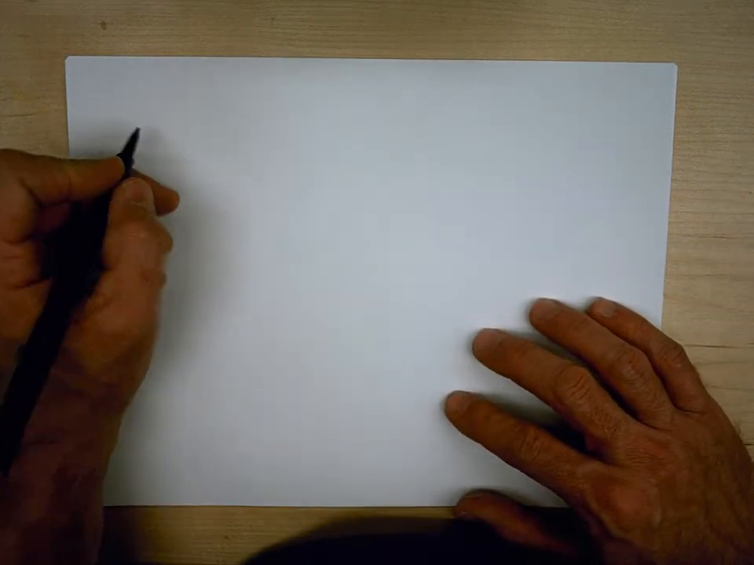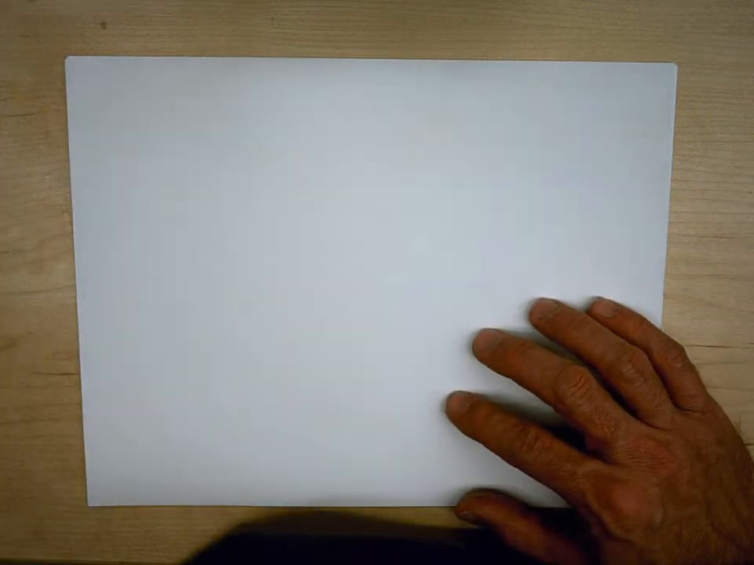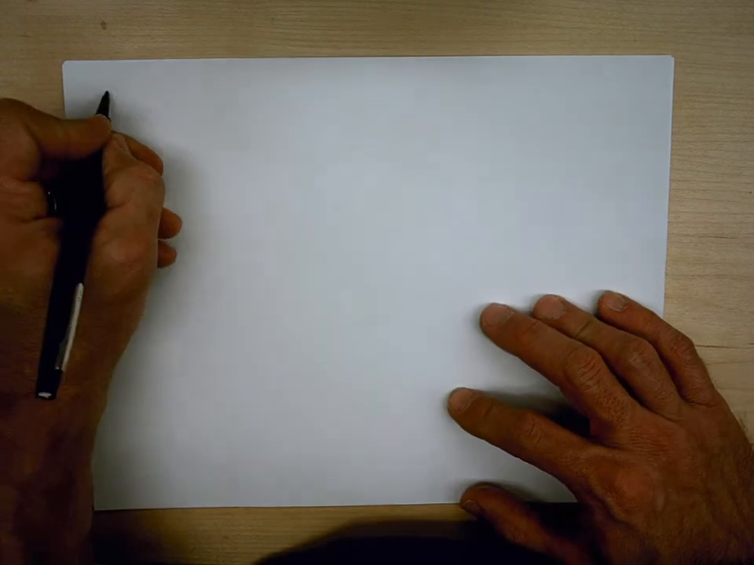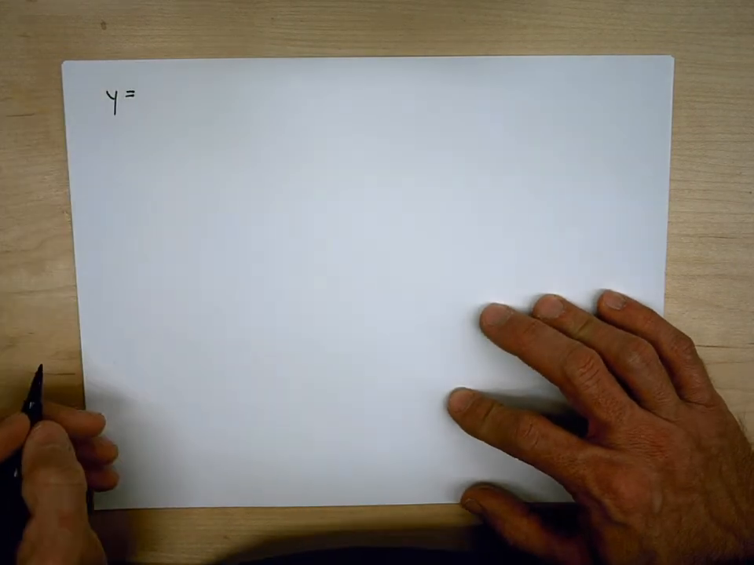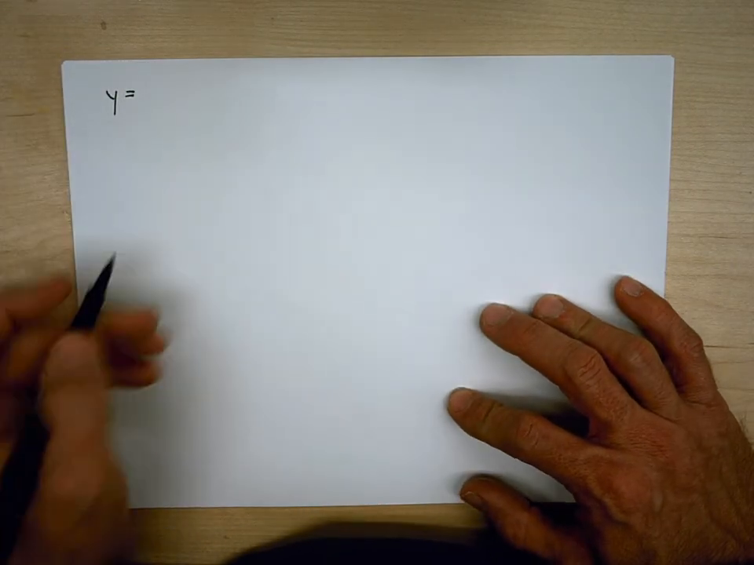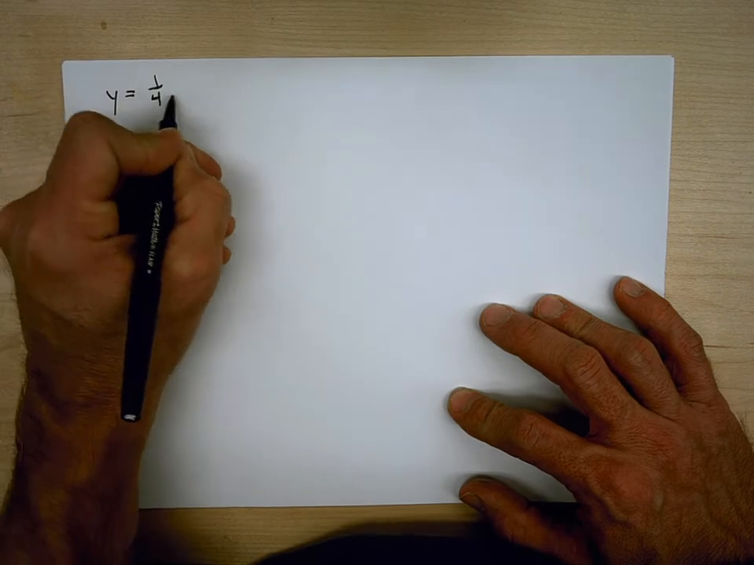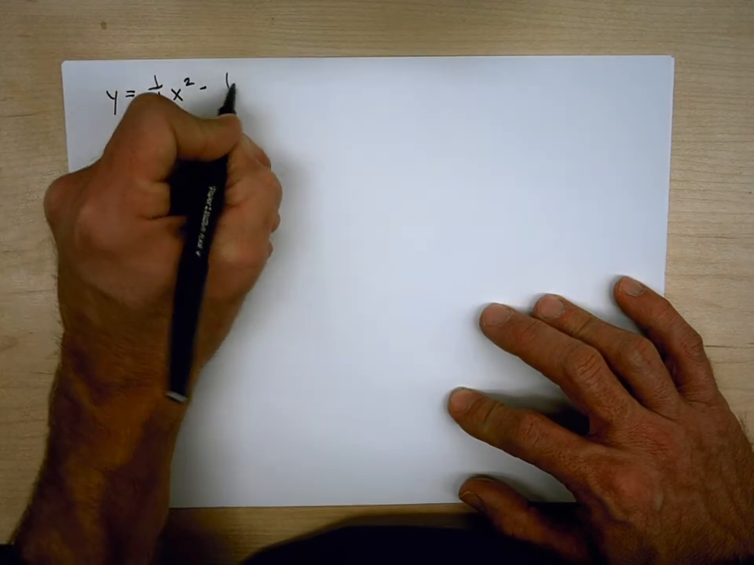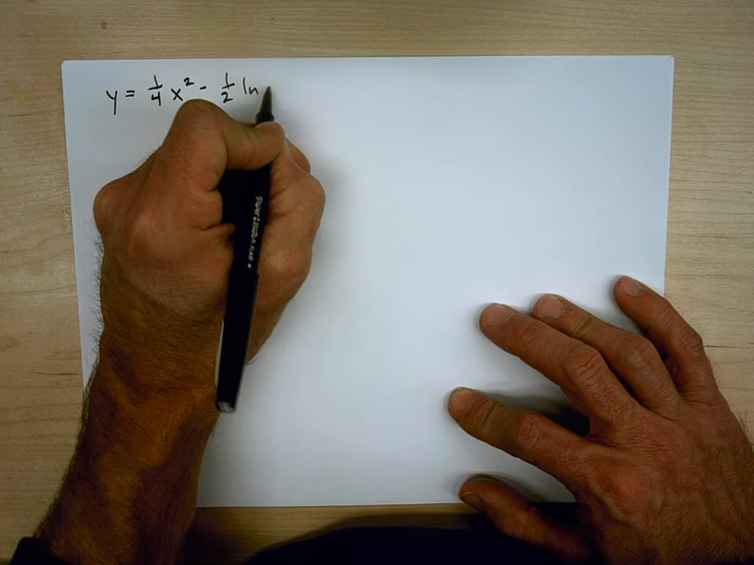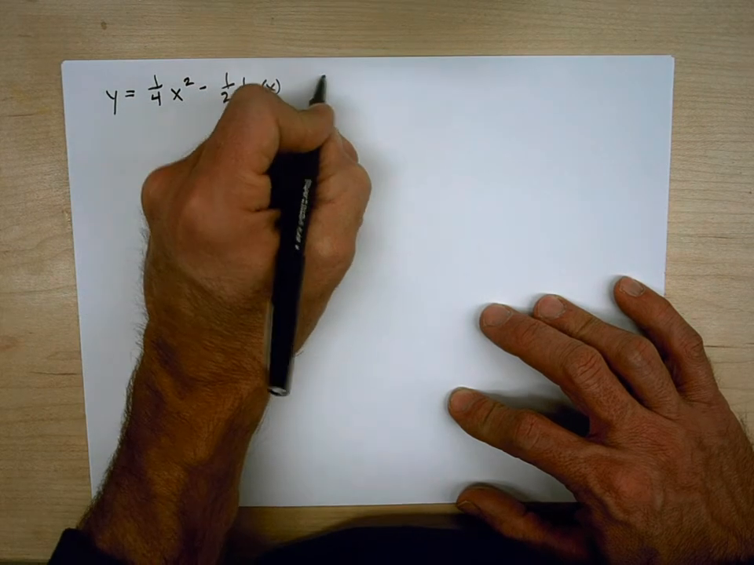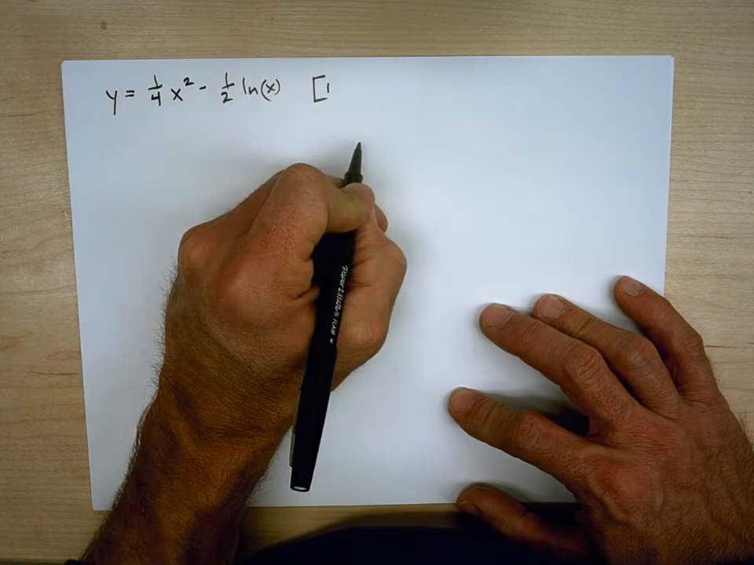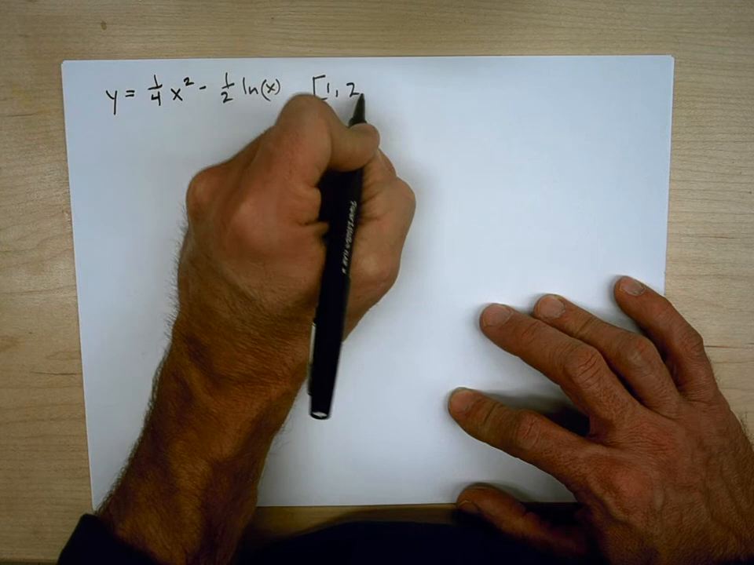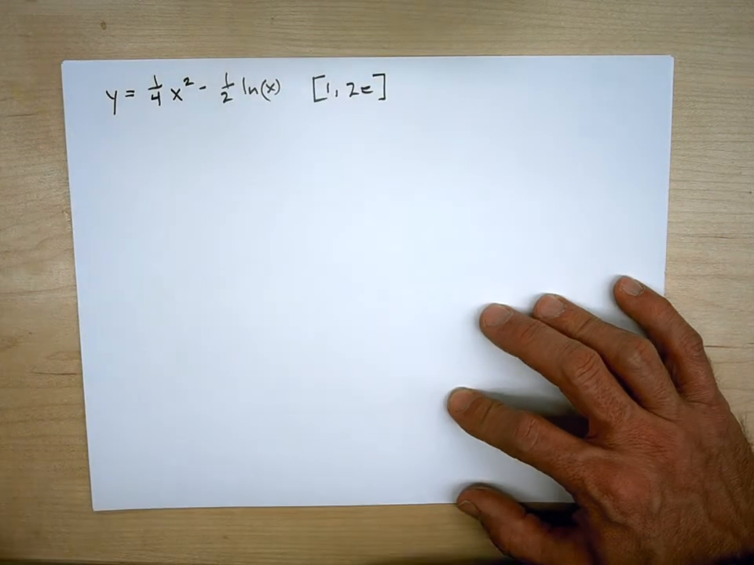So I just want to do one more example of how I would use the arc length formula. So let's just take, this one's not quite as simple as a linear function. Let's look at 1/4 x squared minus 1/2 natural log of x, and we want to look along the interval from 1 to 2e.